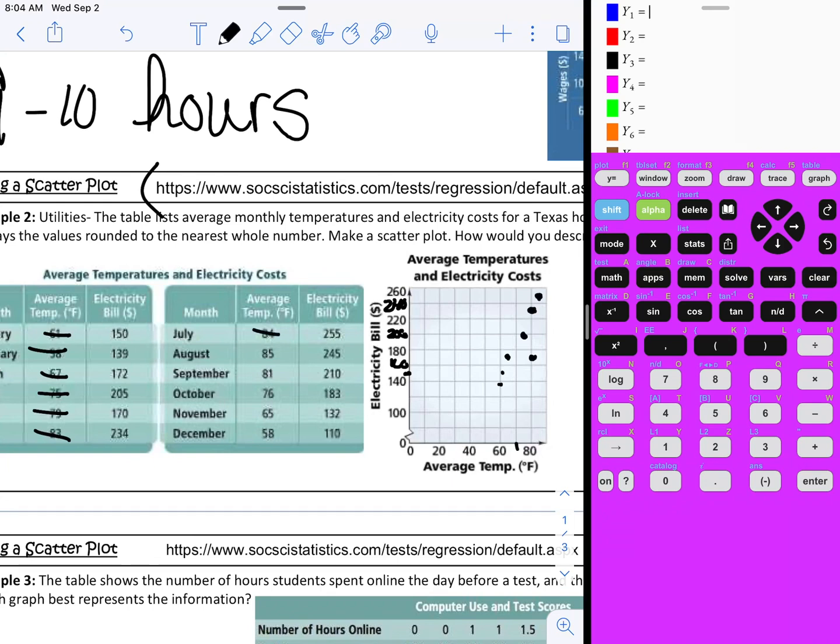Again, we're doing the best we can. 85 and 245 is going to be literally in the same area. 81 and 210 would be here. 76 and 183. So here's 77. Here's 75 in between 70 and 80. And 183 here.